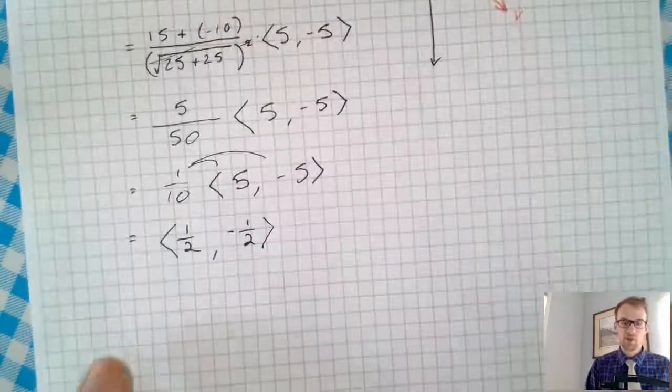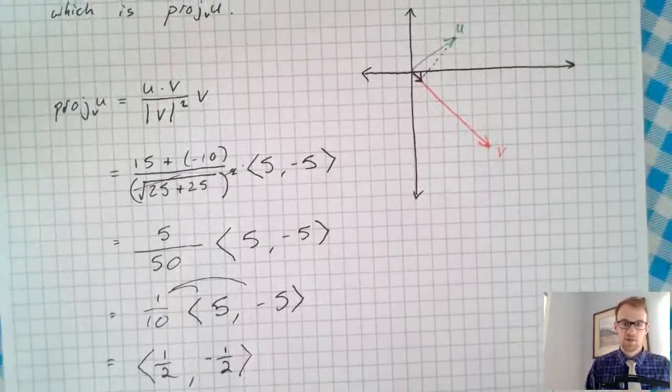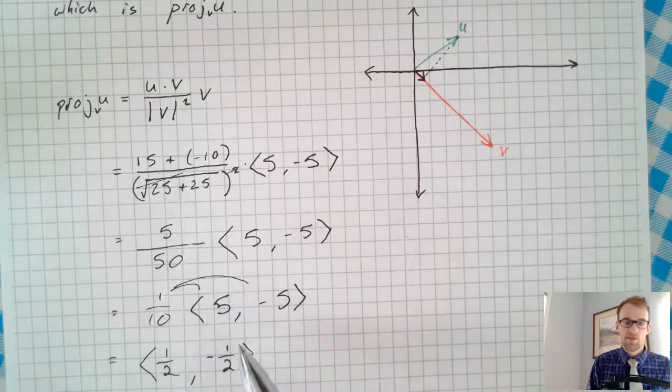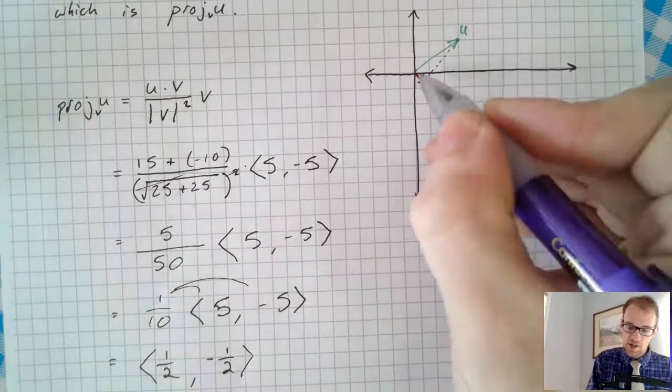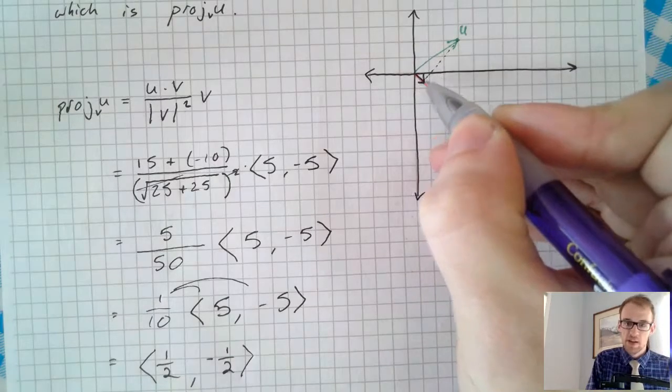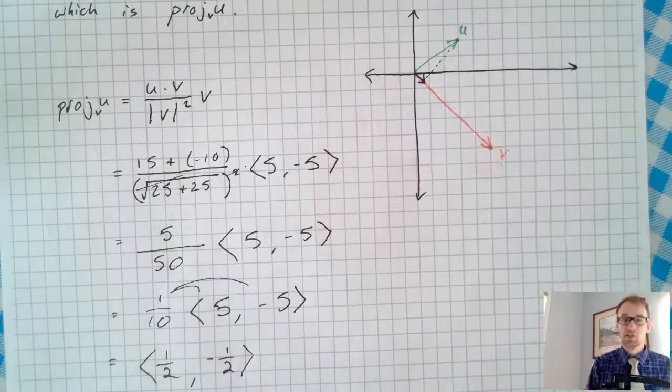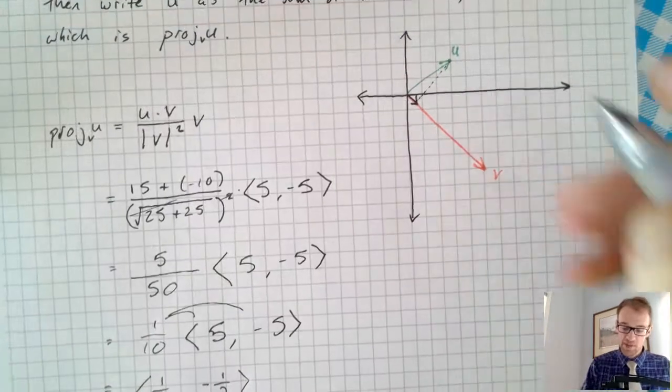Does it look right with our picture? Let's see, I've got 1/2 and negative 1/2. So 1/2 in the x direction, down 1/2 in the y direction. 1/2 in the x direction, down 1/2 in the y direction. That looks pretty good. Okay, so that's what that vector is.